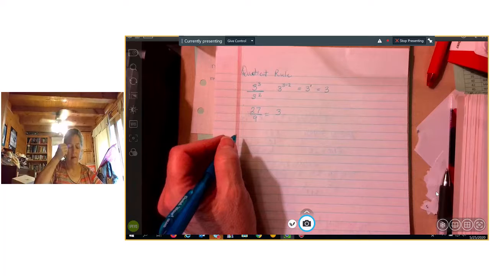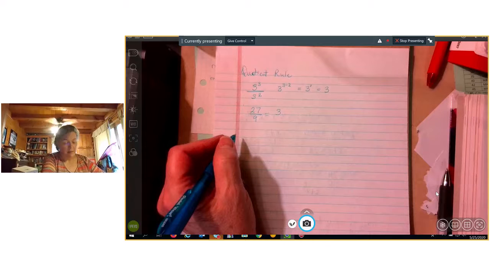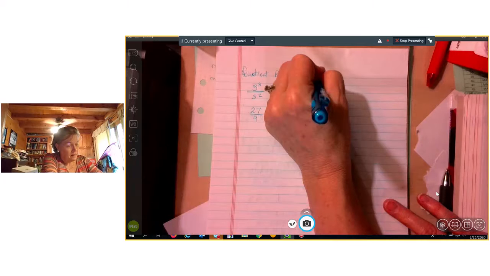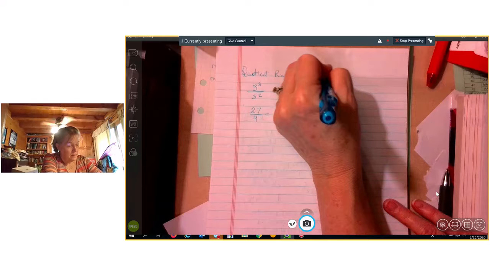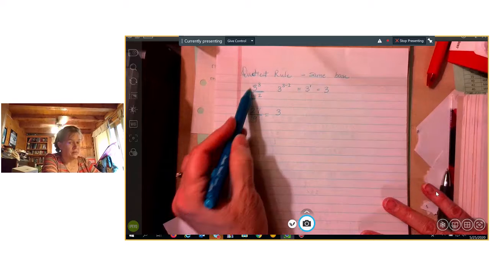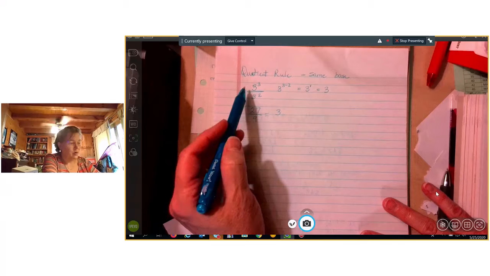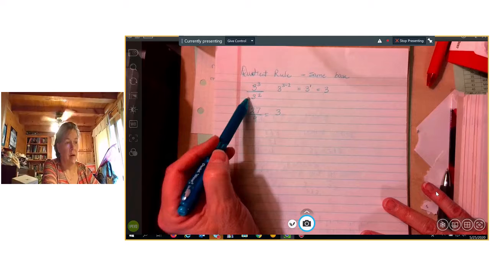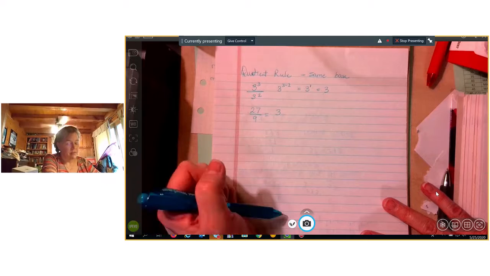Now remember, these have to be done when you have the same base. If I had 2 different bases here raised to 2 different powers, I would have to multiply everything out in the numerator, multiply everything out in the denominator, and then reduce my fraction.